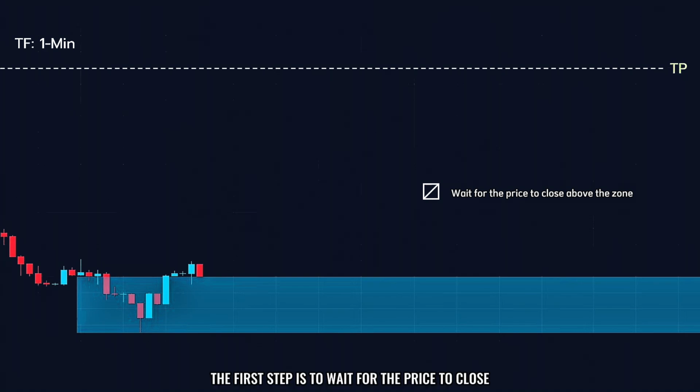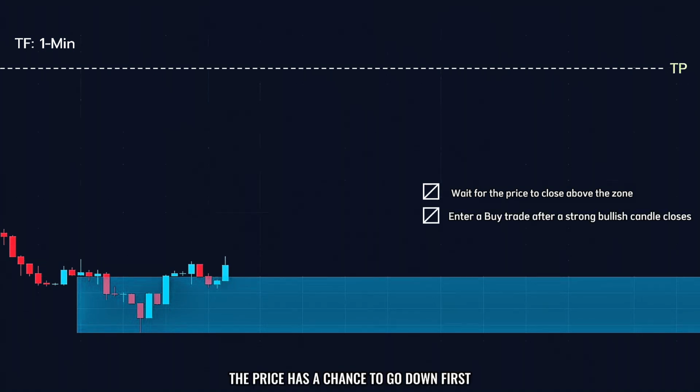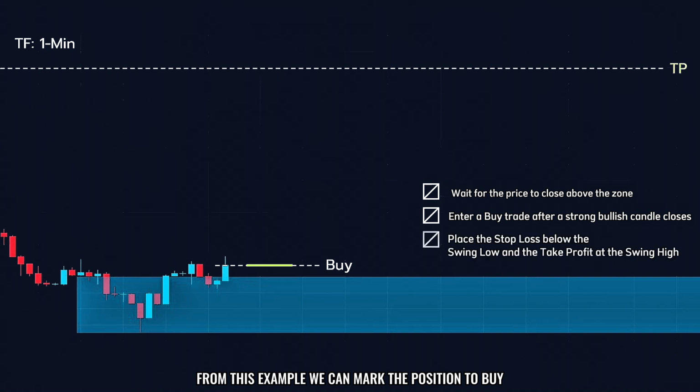The first step is to wait for the price to close above this zone. Right now, the price is a red candle. The price has a chance to go down first and then go back up. Therefore, we wait for a while. The price will come back and go back up. At this point, we will buy, but it will be a big green candle. From this example, we can mark the position to buy.